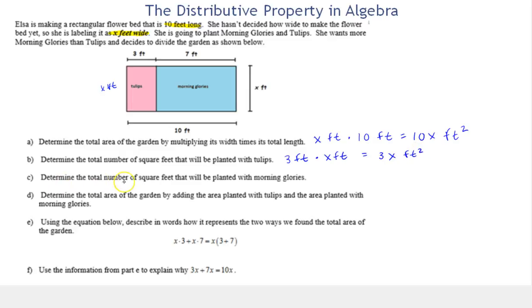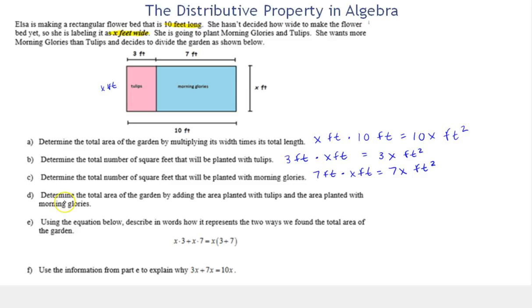Now we will determine the number of square feet that will be planted with morning glories. So here's the morning glories. Notice this is 7 feet by x feet. So 7 feet times x feet. And that's 7 times x is 7x, and the units are feet squared.